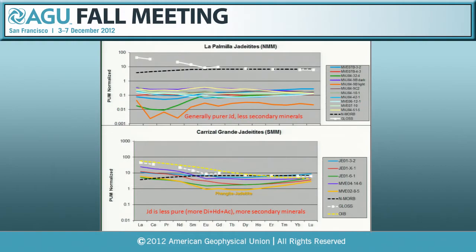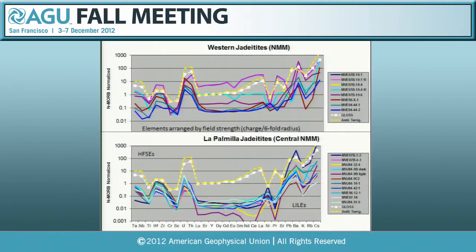With respect to the rare earths, the northern group, which is more pure jadeite, tends to be very much depleted. This oddball is anybody's guess, whereas the ones from the south look like something between MORB and sediment mix, very, very similar, just somewhat depleted.